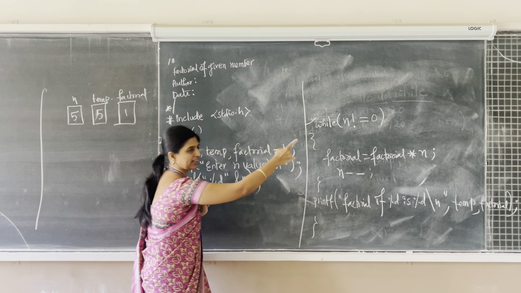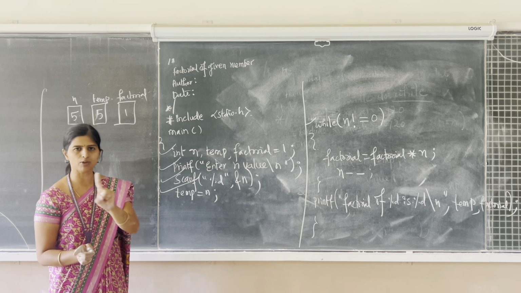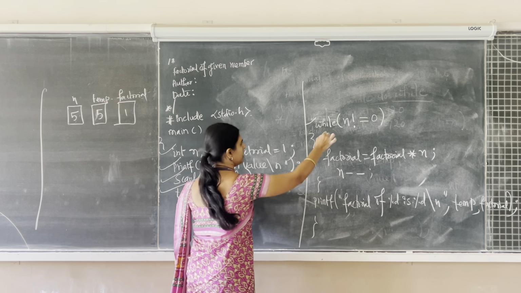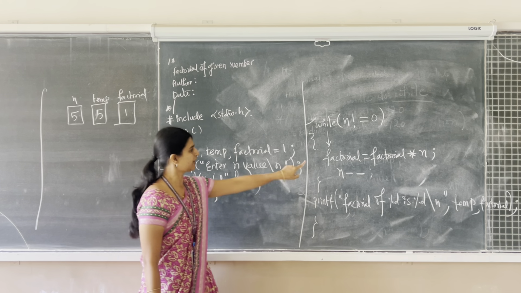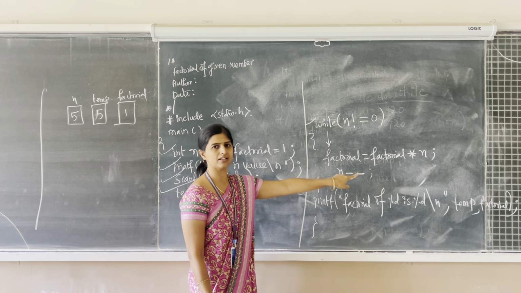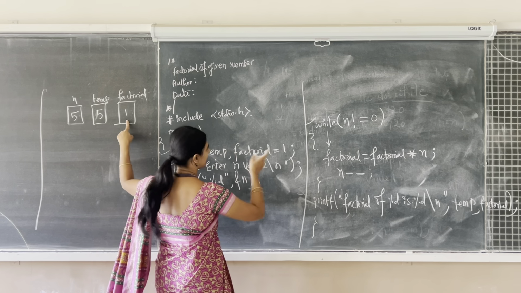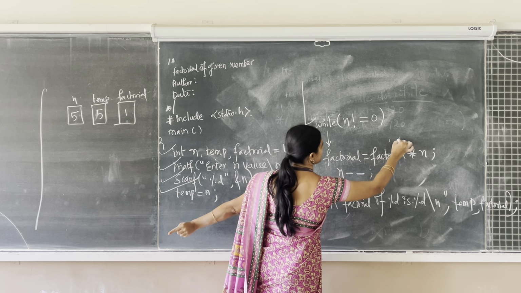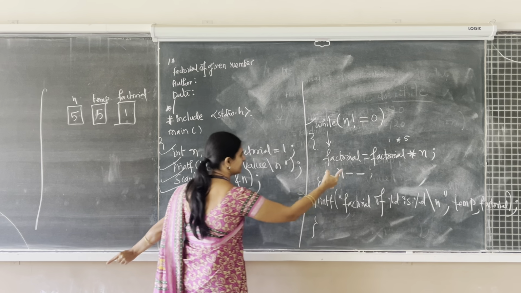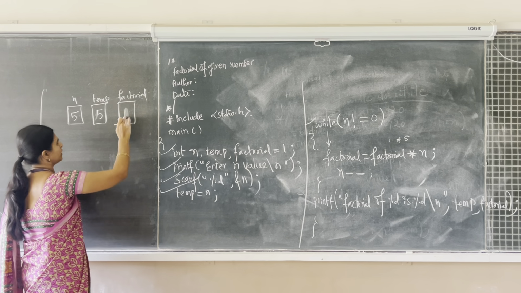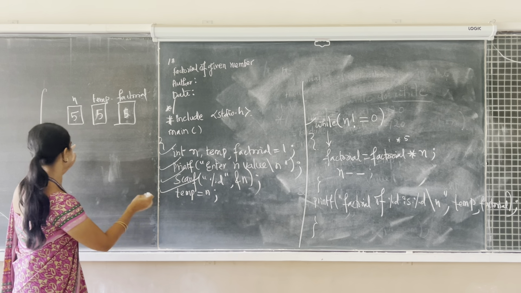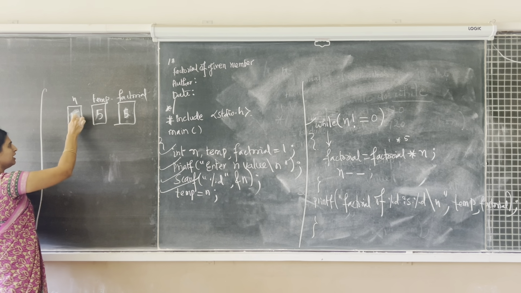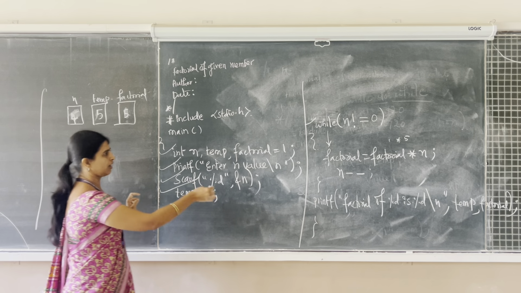While, what is stored in n? 5. 5 is not equal to 0. Yes, it is true. It gets inside the body of the loop. What is happening? Factorial is equal to factorial star n. Factorial value is 1. What is n value? 1 into 5. It is 5. That should be assigned for factorial. It is now 5. Next, n minus minus. N value should be decremented by 1. It is 4.